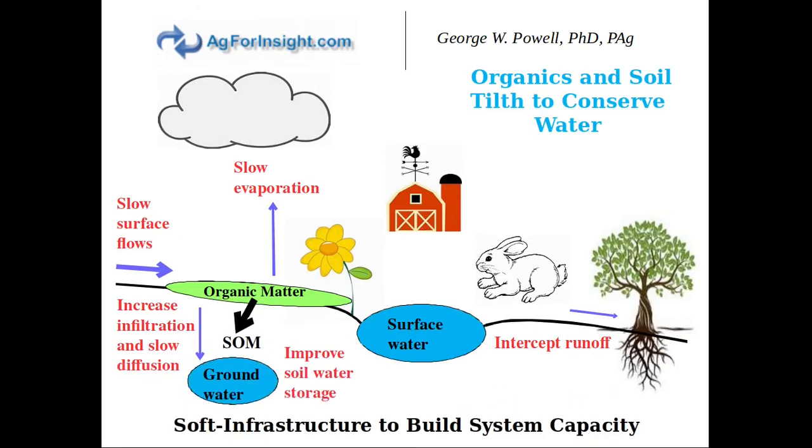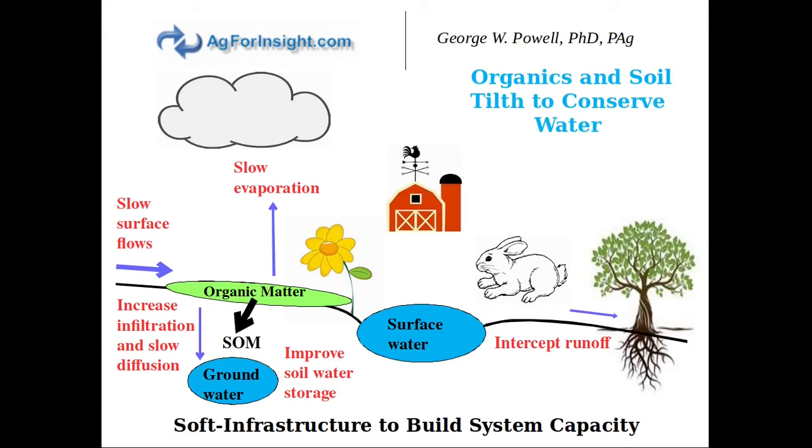So what are the impacts of tilth and organics on conserving water? Well, they have many positive aspects on slowing and retaining water in the system. So they're a form of soft infrastructure, or building of system capacity, to capture and retain soil moisture.